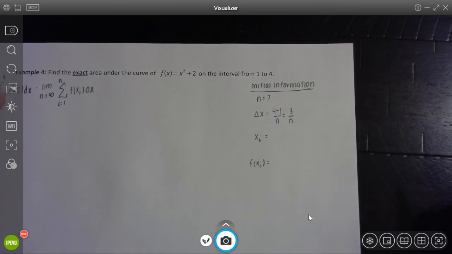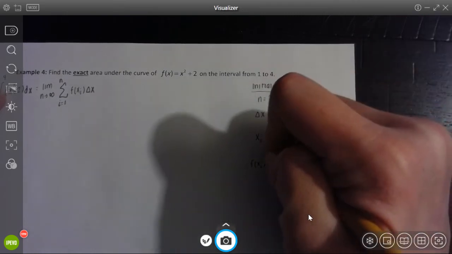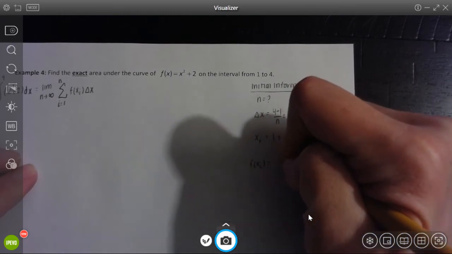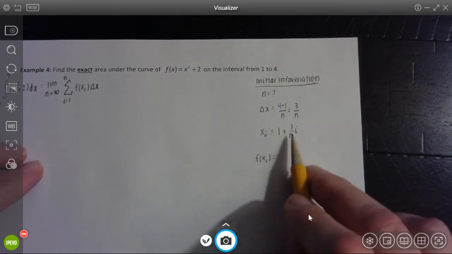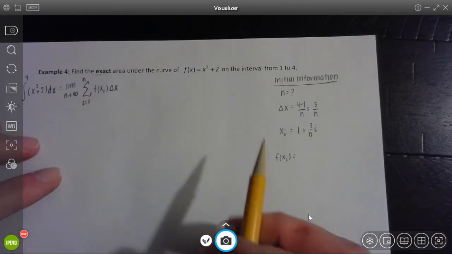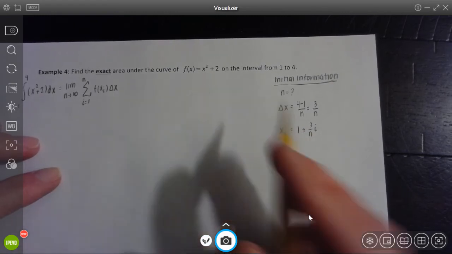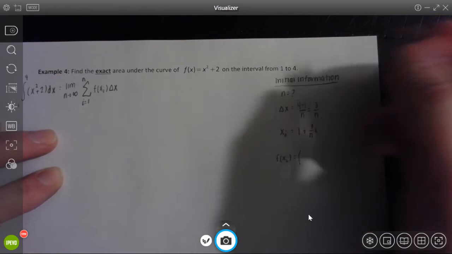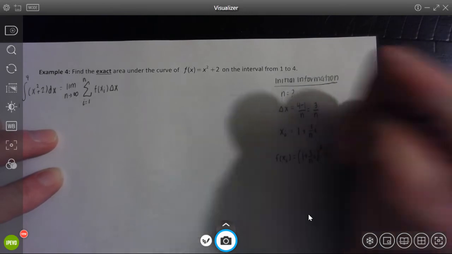Our x sub i this time is going to be a little bit different because our starting x value here is, I'm sorry, is 1. And then I'm going to add to that our delta x, which is going to be 3 over n, and then times i. So this is actually going to be our x sub i, so we can't actually simplify this any. And then I know that in order to plug in over here, I need to know what my f of x sub i is. So I'm going to go ahead and plug in this x sub i into my function up here. So this is going to be 1 plus 3 over n times i squared, and then plus 2.